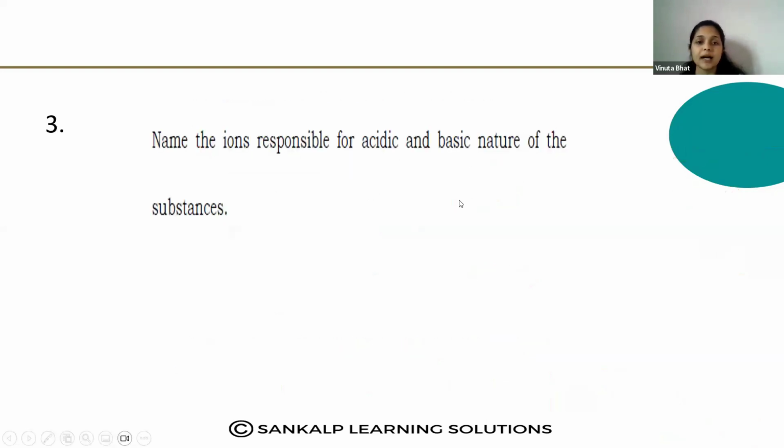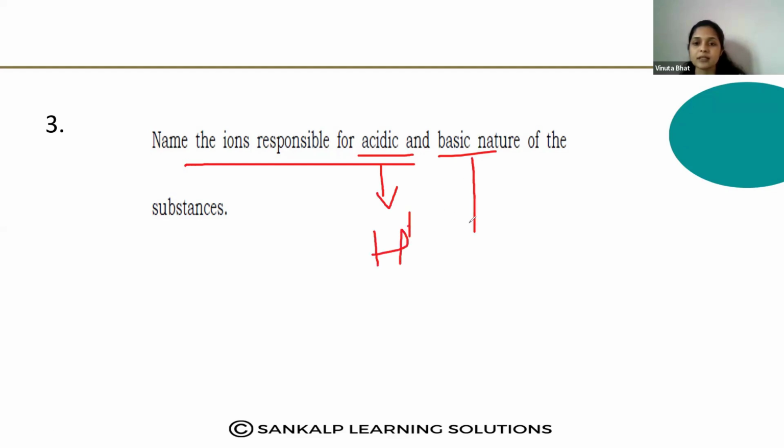Next one. Name the ions responsible for the acidic and basic nature of substances. The ions responsible for the acidic nature are H plus ions, and for the basic nature, OH minus ions. H plus and OH minus ions.